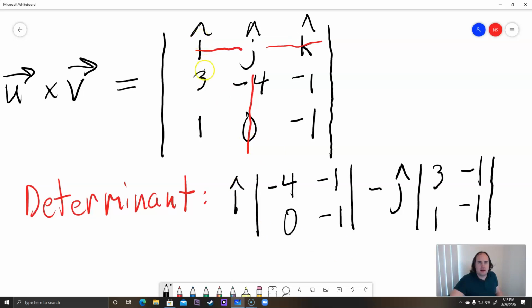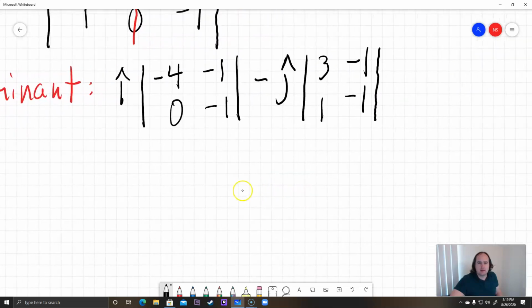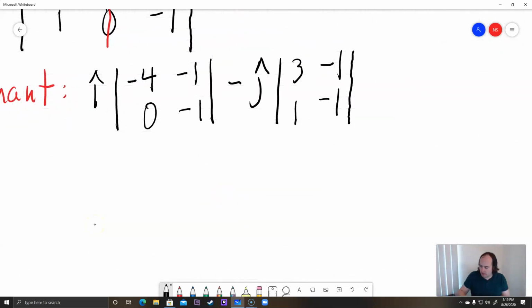So we did i hat times this part minus j hat times this part, and now we're going to do the same thing for k hat. So let me go over here on the board. We're going to have plus k hat. So the signs actually alternate. Notice we started with positive i hat, and then we did negative j hat, and now we're doing plus k hat. So it starts plus, and then it goes minus, and then it goes plus again.